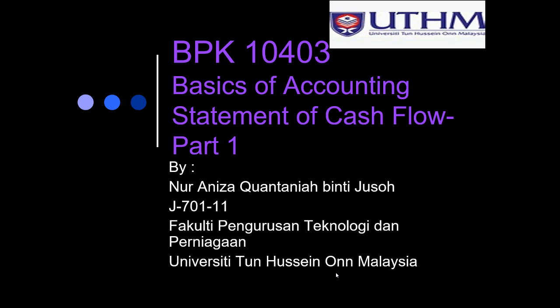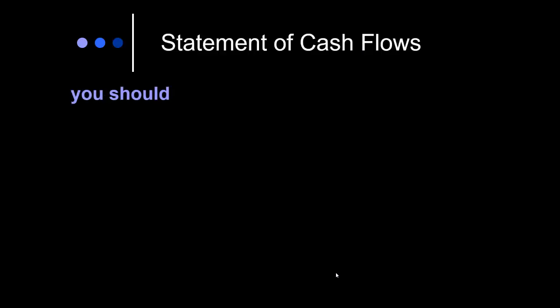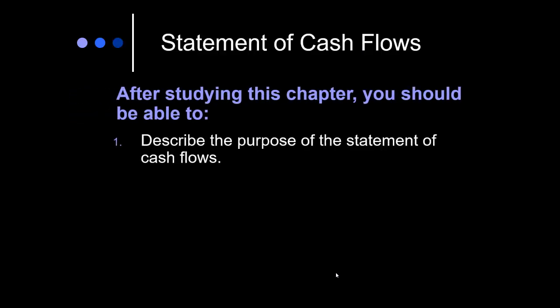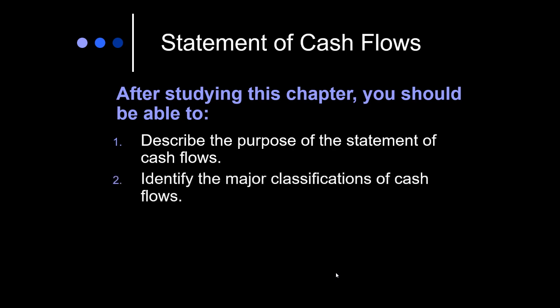Now we look at the first part, the introduction to the cash flow. So what is actually the objective for this chapter? Throughout this chapter, the first objective is for you to know the purpose of the statement of cash flow. Then you will need to know the major classification of the cash flow. There are three activities actually being reported under the cash flow.